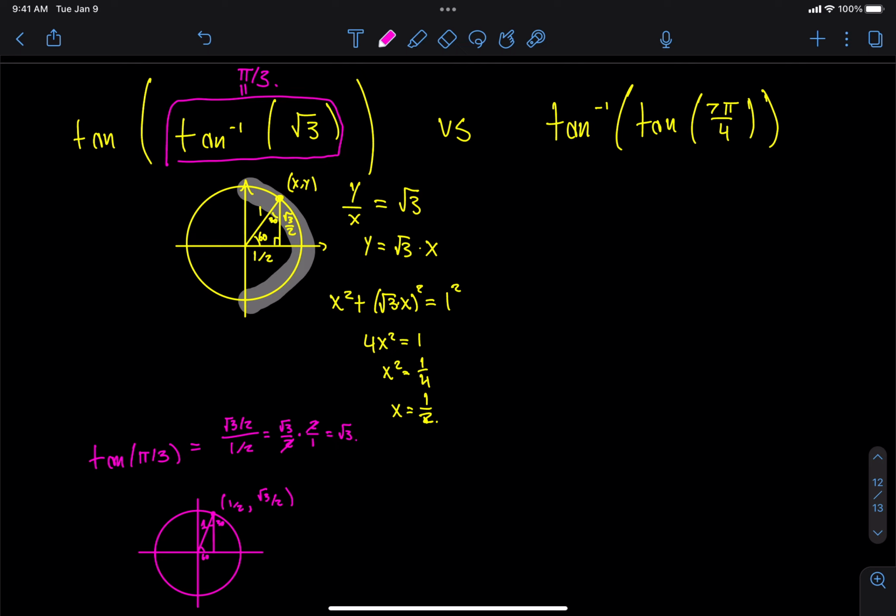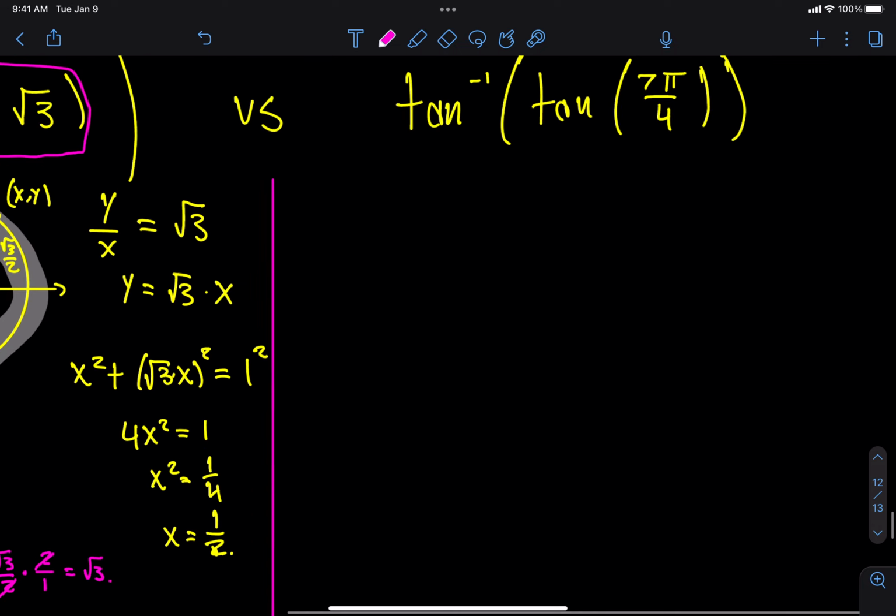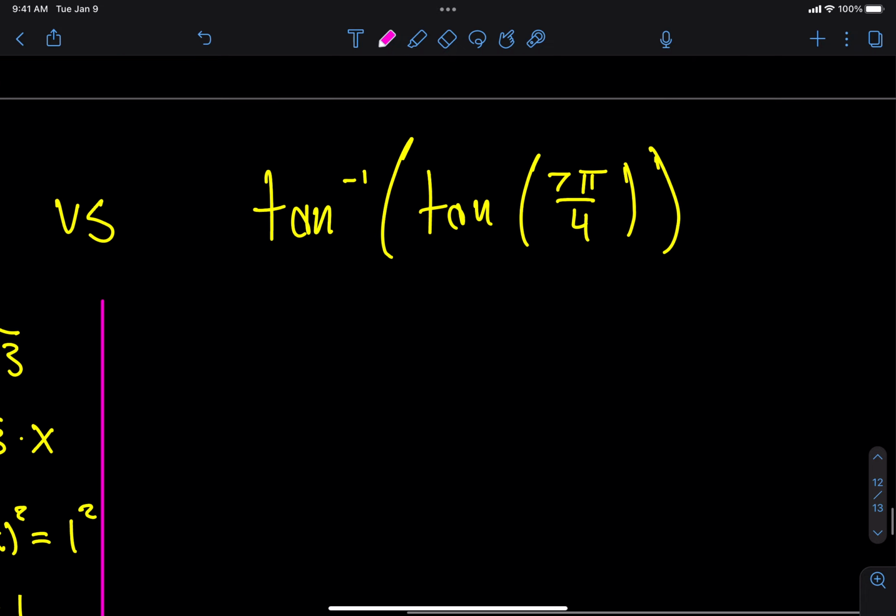All right, then let's see the bad example. By bad, I mean the one where things aren't going to work out as we might expect. We might expect that, look, I'm doing something, and then I'm just going to undo what I just did. Shouldn't I get back 7 pi over 4? Enthusiastic no from Chris. Can you explain why?